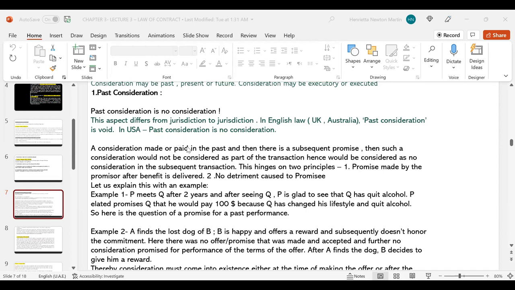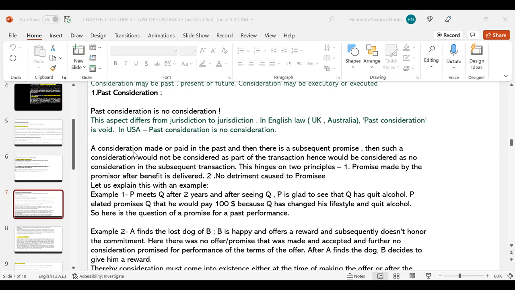Okay, so past consideration is no consideration. This aspect differs from jurisdiction to jurisdiction. In English law, that is UK, Australia, past consideration is void. Void in the sense it's called void ab initio, that is from the very beginning. Past consideration, where consideration is paid in the past, would be considered as zero, as nil, as void. In English law, past consideration is no consideration.